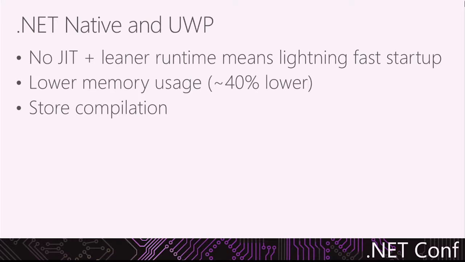What .NET Native does is it essentially takes your intermediate language binaries from the .NET compiler and compiles them into native code. This means you have no just-in-time compilation at runtime and a much leaner runtime for lightning-fast startup. We've also observed about a 40% lower memory usage for apps compiled with .NET Native. And one nuance to this technology is that the store does the compilation for you.